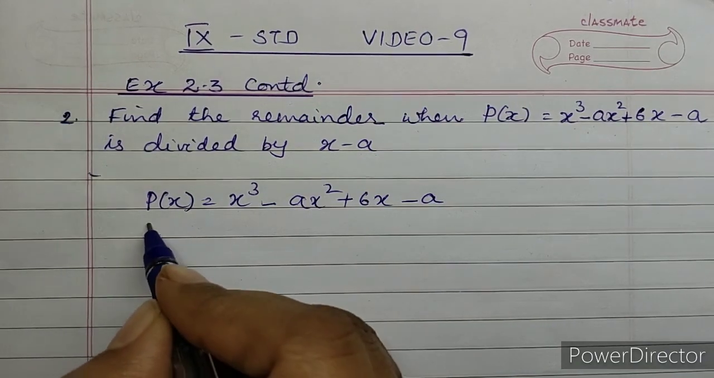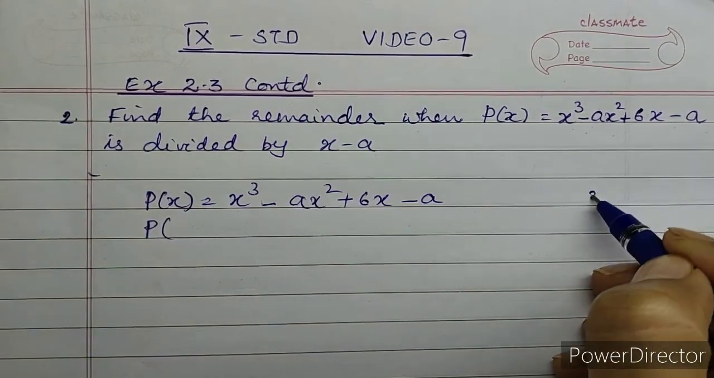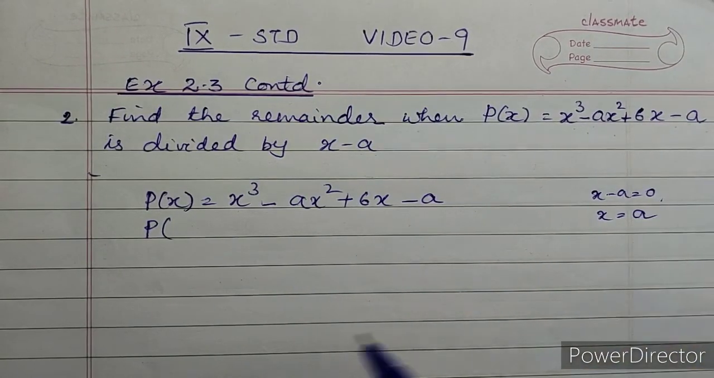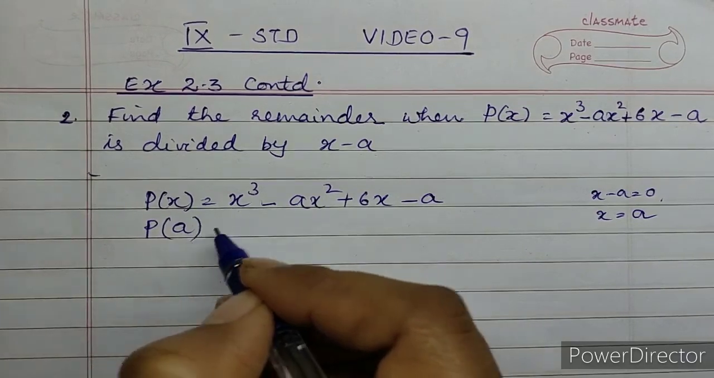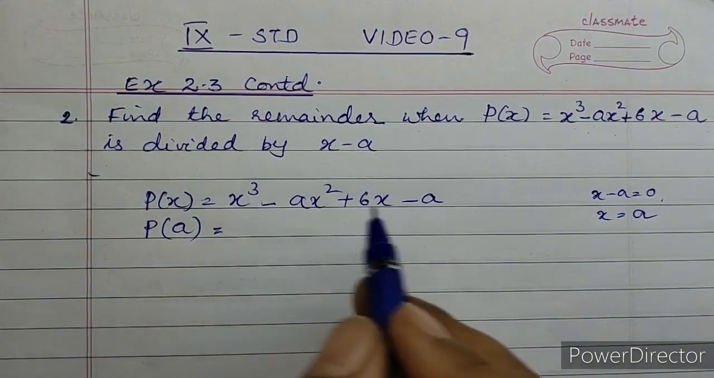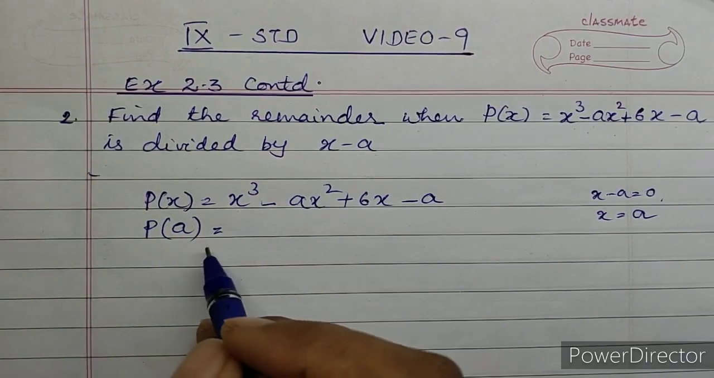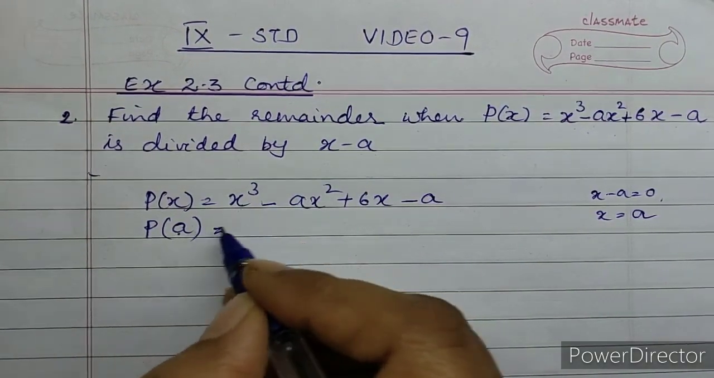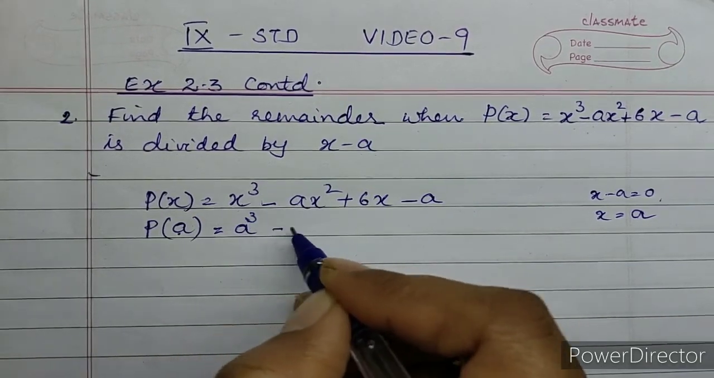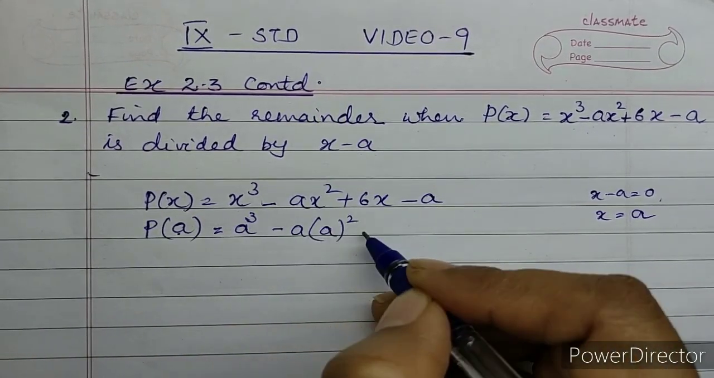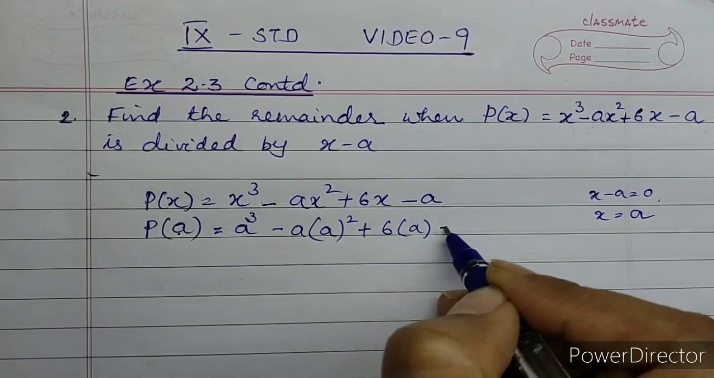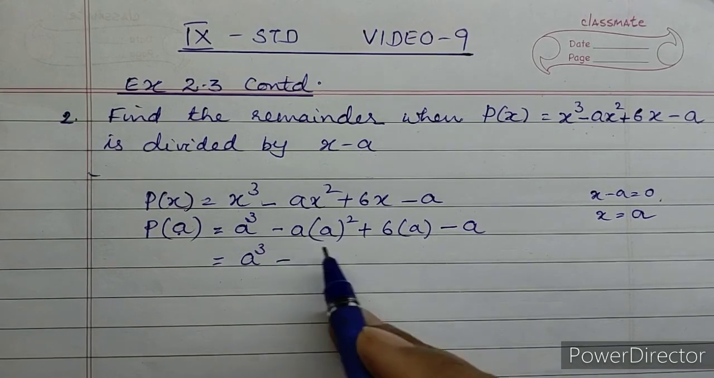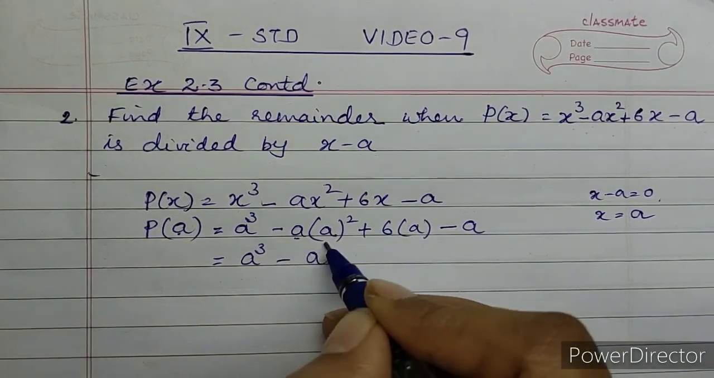So what you have to write here? x minus a equals 0. So x is equal to, it will go to the other side, positive a. So p of a you should find, and the answer you get will be the remainder of this sum. Instead of x you have to put a cube minus a into a square plus 6 into a minus a.